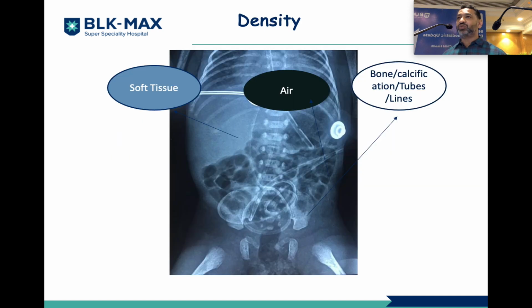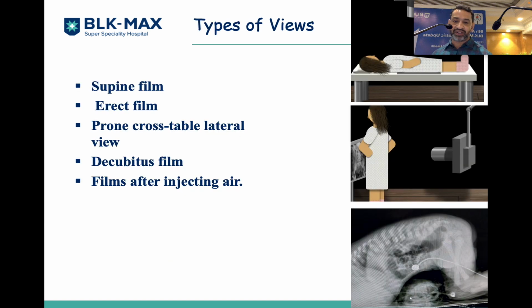So basically, when you see an X-ray, you will be seeing 3 densities. The gray density represents soft tissue, black is air, and the white density is because of bone, calcifications, tubes, and lines. So these are 3 important densities you should always keep in mind when you are interpreting the abdominal X-ray.